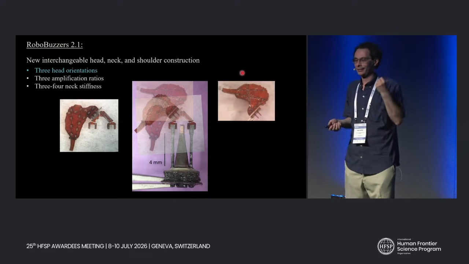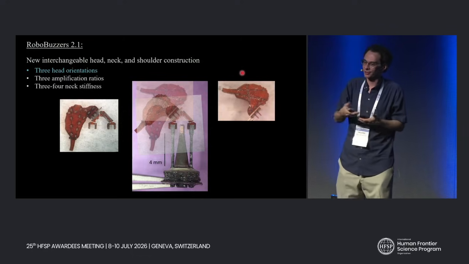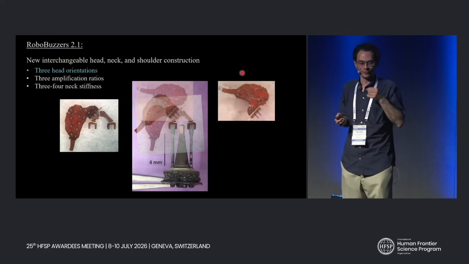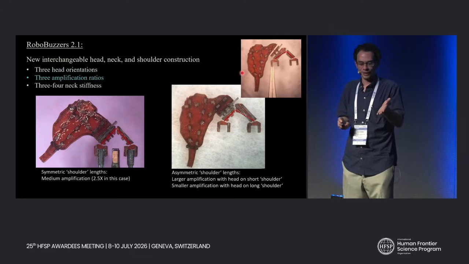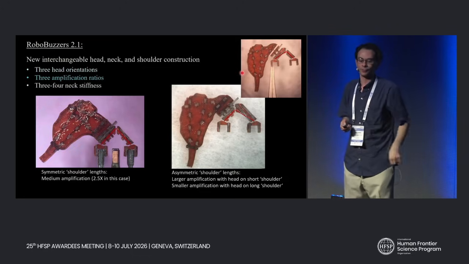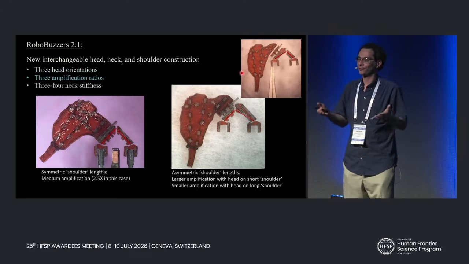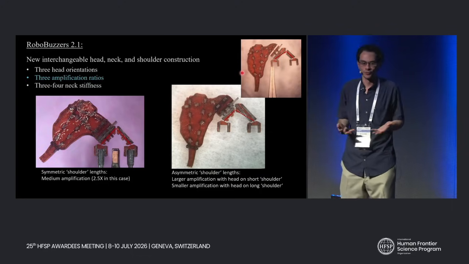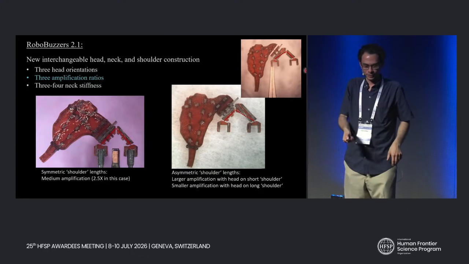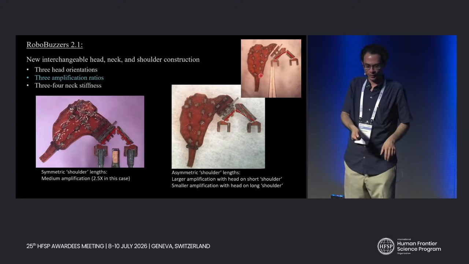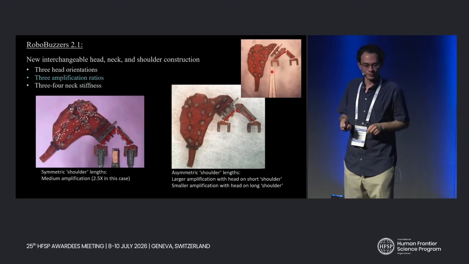So we want to look at head orientation. Bees change that. Here we're just going to pop off and on different heads. What about the amplification ratio? The bees aren't changing that, but we can put in different values to see if the value that the bees are using is better or worse or not. We do that with these different shoulders of different lengths so that we can get a different amplification ratio.